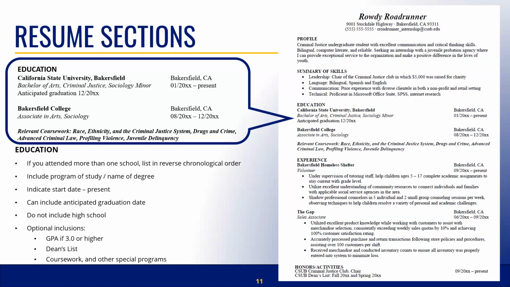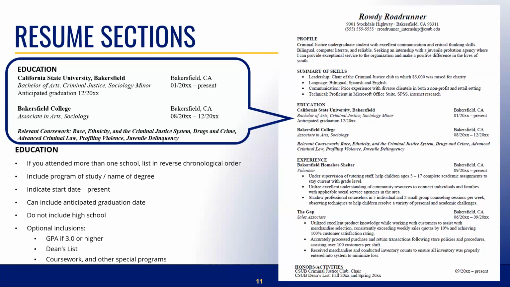You want to make sure that you include the college or university name, for example, California State University, Bakersfield. You also want to include the city and state of the university, for example, Bakersfield, California. You should also include your major or degree title, Bachelor of Arts, Criminal Justice, and if you have a minor, concentration, or emphasis, you can also include this information here. The student is pursuing a minor in sociology.